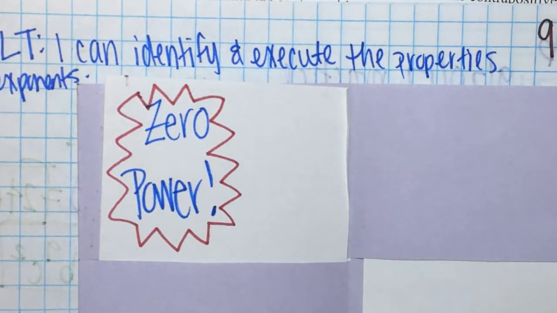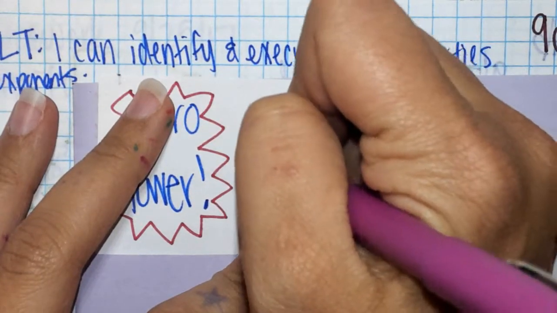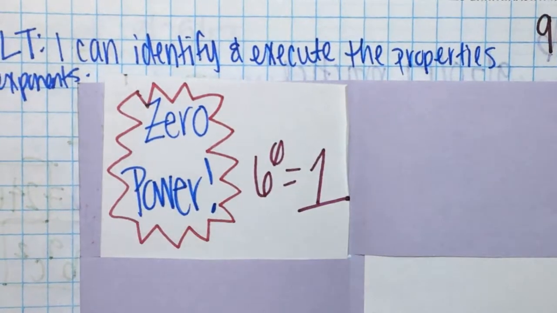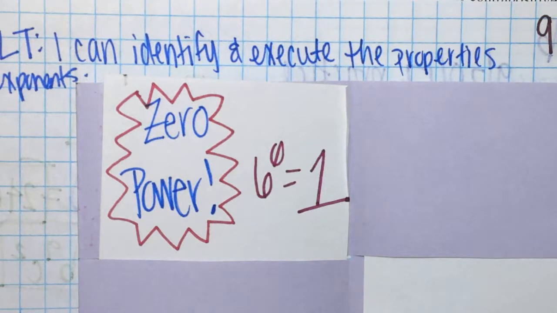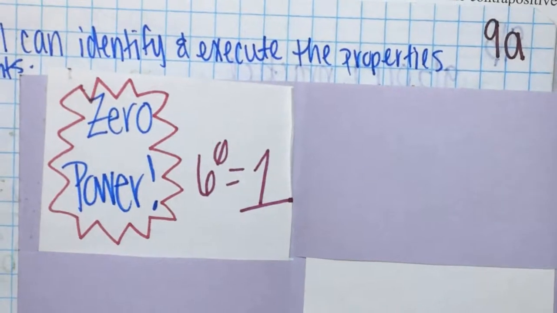Alright, so anytime you have anything to the 0 power, the answer is always 1. Anything to the 0 power is always 1. Isn't that kind of like saying anything divided by itself with a fraction is 1? Yes. So anything to the 0 power is 1.